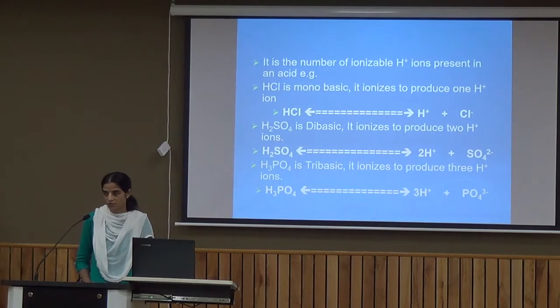Next we come across sulfuric acid, H2SO4, which gives 2 hydrogen ions in solution, and that is why we call it a dibasic acid. Next is phosphoric acid, H3PO4. In water, it is capable of forming 3 hydrogen ions, thus we call it a tribasic acid. So the basicity of an acid is determined by the number of hydrogen ions which an acid is capable of furnishing in water or in solution.